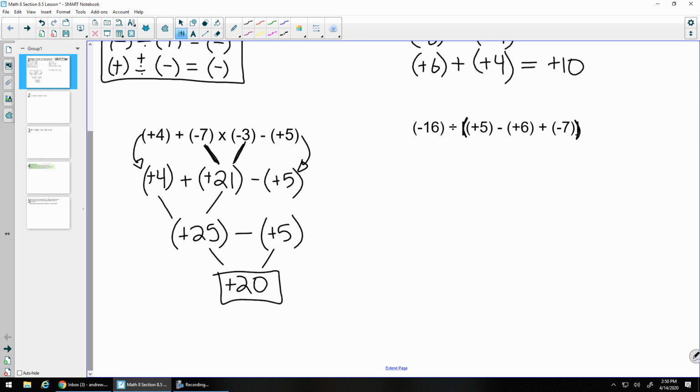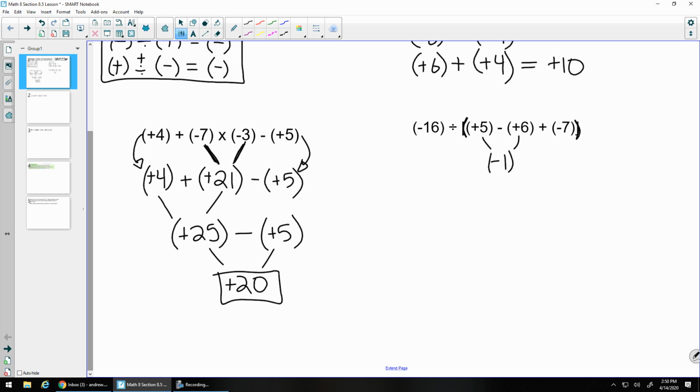So BEDMAS, brackets first. We have to do what's in the brackets, and we go from left to right. So I'm going to do what's in the brackets. I start on the left because there's no multiplication or division. It's just a subtraction and addition. So positive 5 minus positive 6. That's going to bring me down to negative 1. So I get negative 1 here.